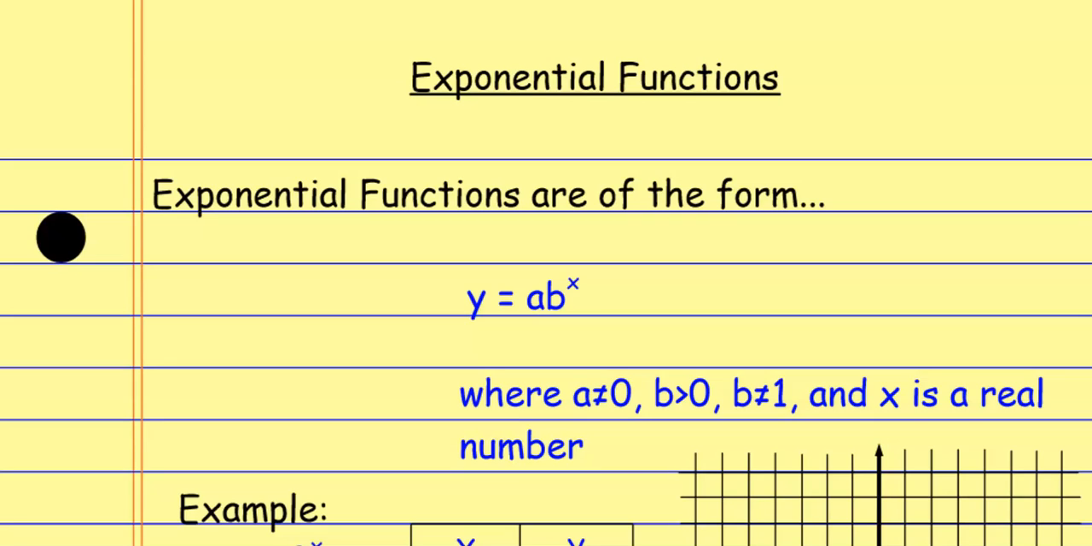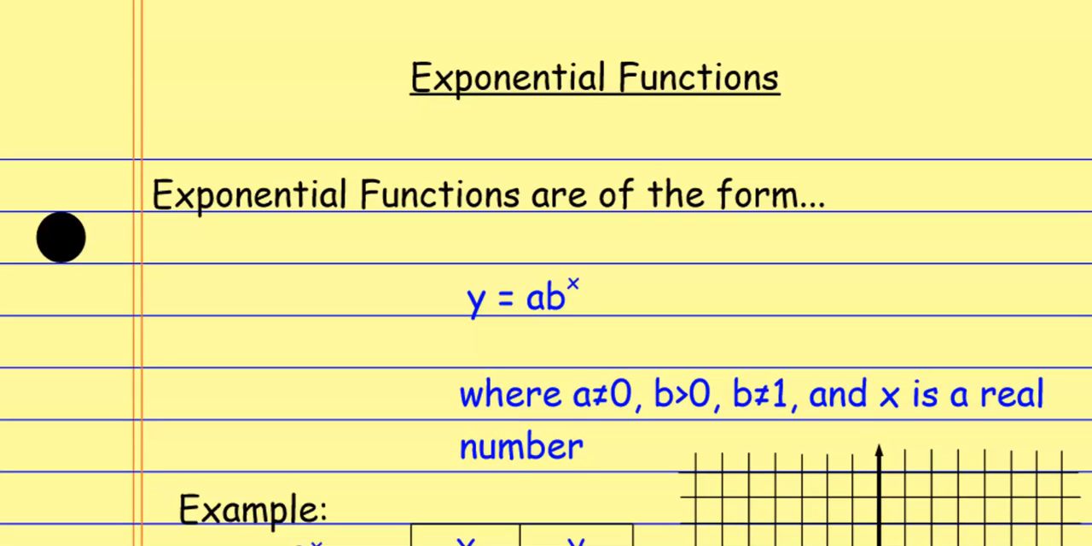So exponential functions are in this format of y equals a times b to the x. And when it's all said and done, a and b will be numbers. The variables will be x and y. So x, the input, is the exponent, and the output is what we get from the result of that exponent.